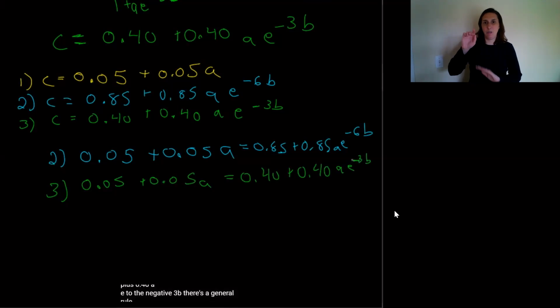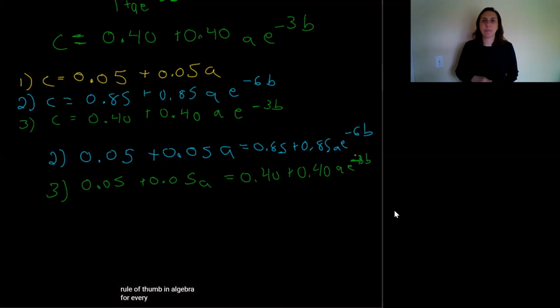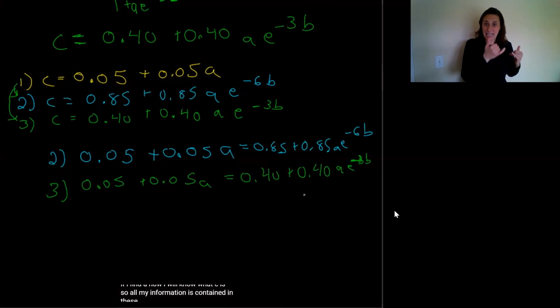Now there's a general rule of thumb in algebra. For every variable you don't know, you need that many equations. And so I have taken equation 1 and plopped it into equations 2 and 3. Notice I have gotten rid of the variable c. If I find a now, I will know what c is. So all my information is contained in these 2 equations.